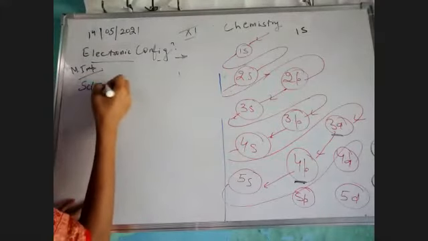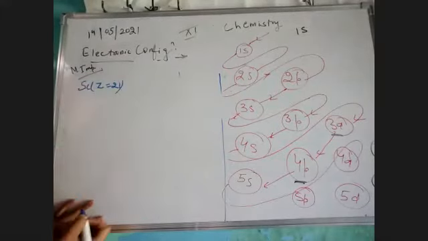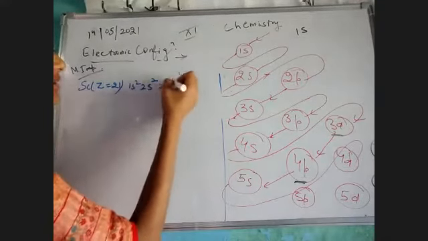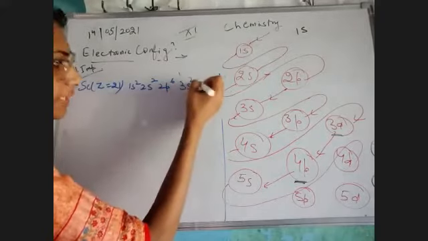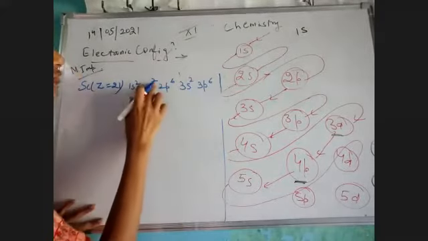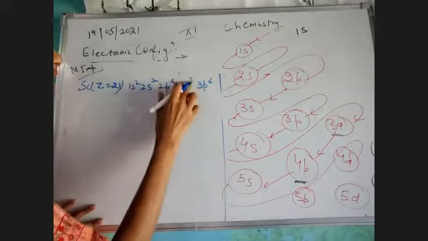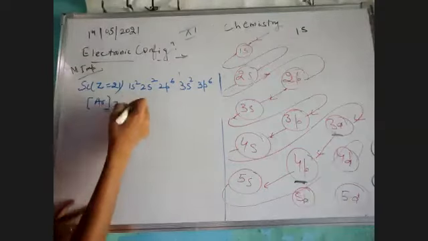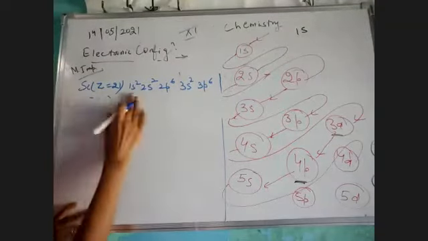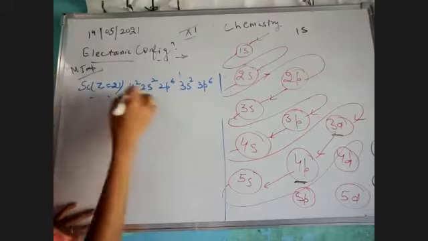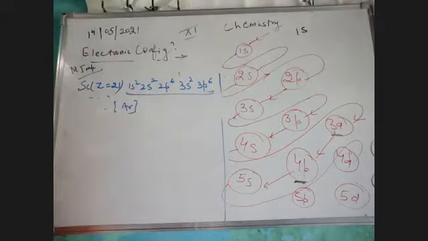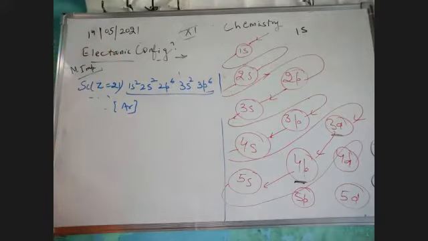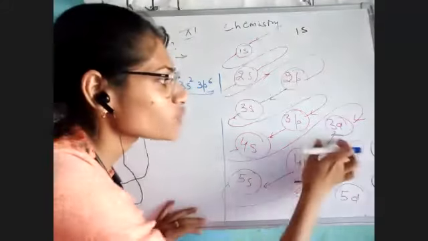Scandium, Z equals 21. Now 21 means 1s2, 2s2, 2p6, 3s2, 3p6, right? 2 and 2 is 4, 6 is 10, 12, and 6 is 18. Argon also has 18, so we can just simplify it by argon. The entire area up to Z equals 18, we can put as argon. Now the point is there is 4s as well as 3d.